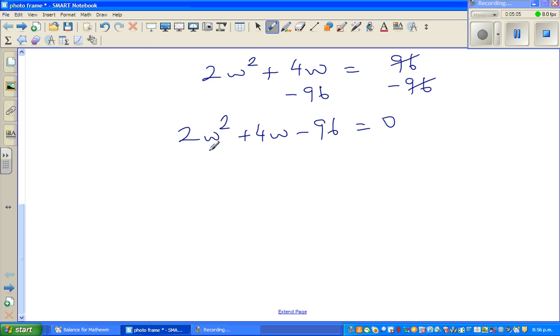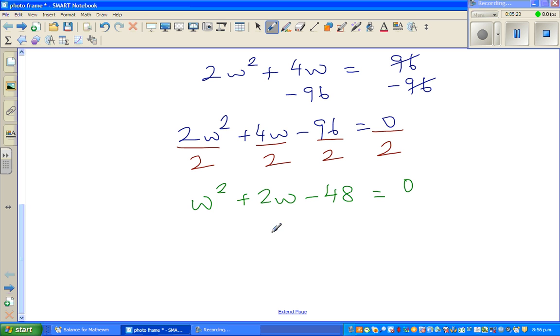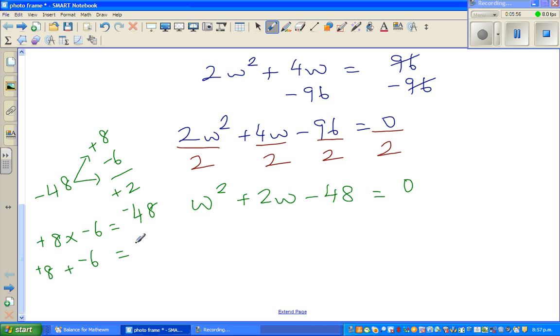I can divide everything by 2. So let me change color. If you divide this by 2, the whole thing by 2, now this becomes W squared plus 2W minus 48 is equal to 0. 0 divided by 2 is 0. Now the two factors of 48 which give you plus 2 are plus 8 and minus 6. Plus 8 times negative 6 gives you negative 48, and 8 plus negative 6 gives me plus 2. So let me make it darker. This is W plus 8 times W minus 6 is equal to 0.